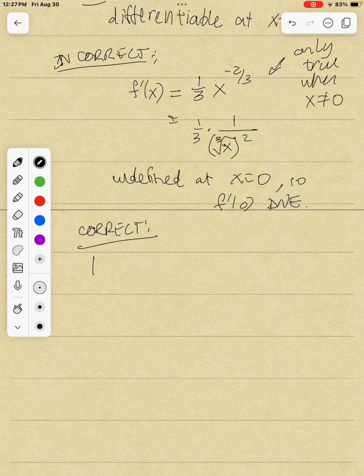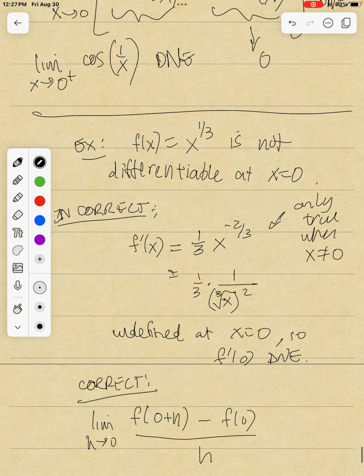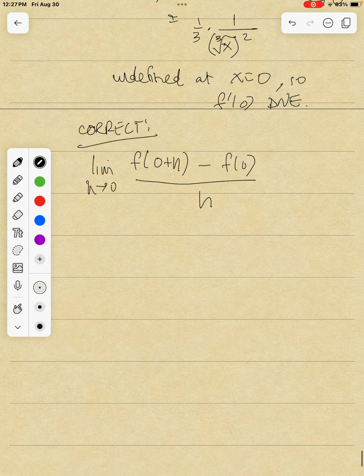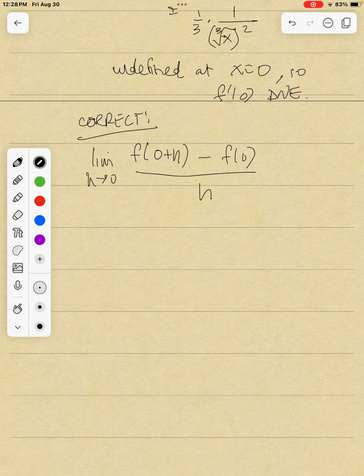which is the limit as h goes to 0 of f of 0 plus h minus f of 0, over h. If this limit exists, then the function is differentiable at 0, because that's what differentiable at 0 means. If the limit does not exist, then the function is not differentiable. So you have to look at this limit.